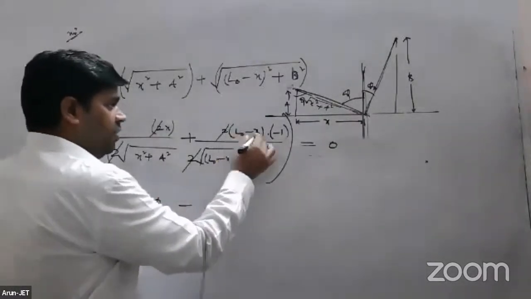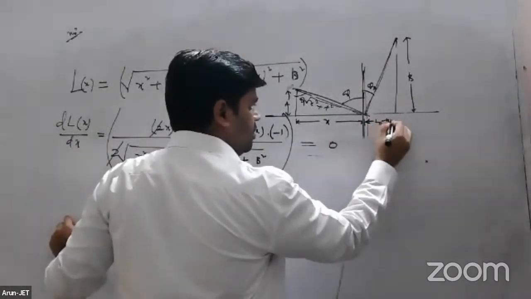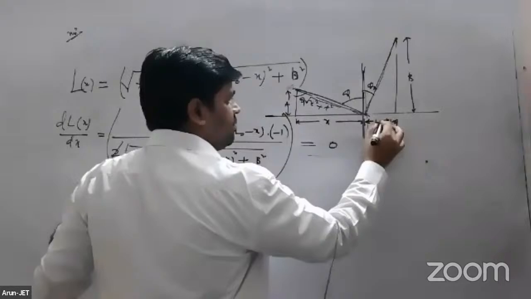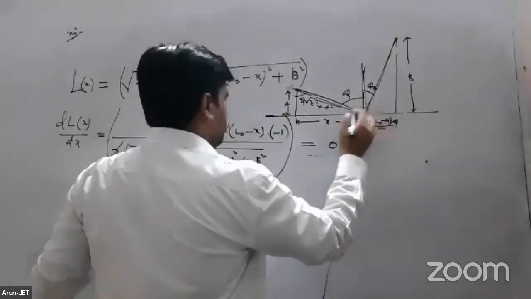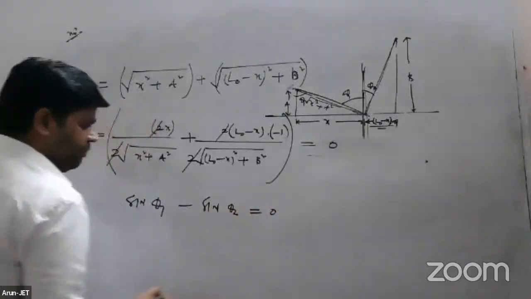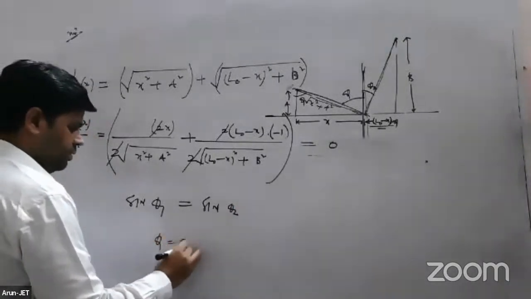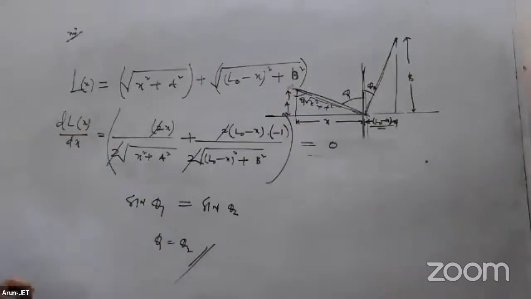Minus L0 minus x by hypotenuse. This is L0 minus x by hypotenuse, which is again sin theta 2. I equate that to 0. When I equate that to 0, that becomes sin theta 1 is equal to sin theta 2. That means theta 1 is equal to theta 2.